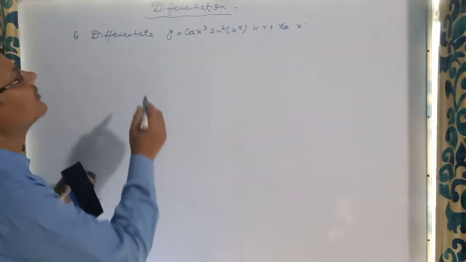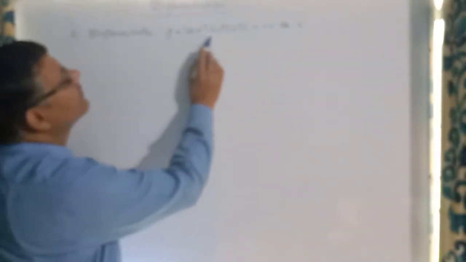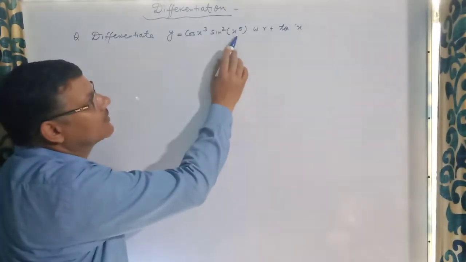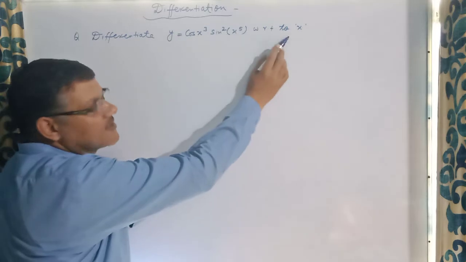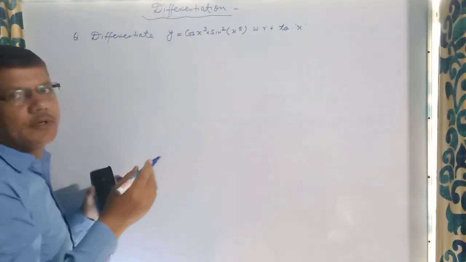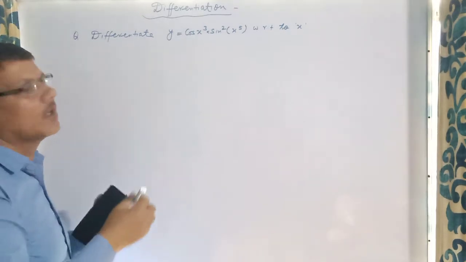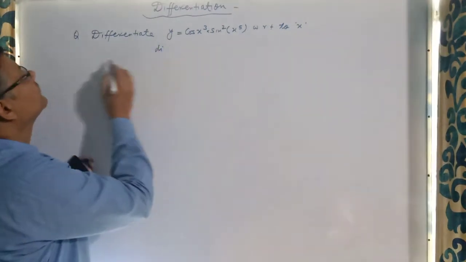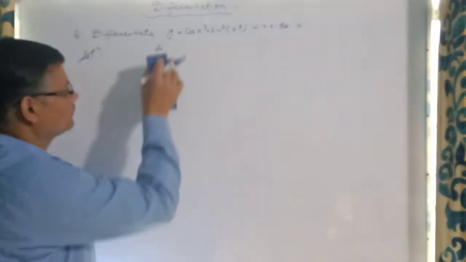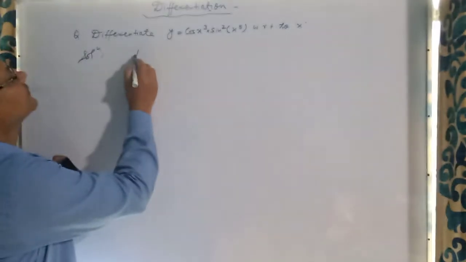Here it is given: differentiate the given function, which is cos x cube into sine square x power 5, with respect to x. Actually, it is a product of two functions, so first of all we have to use the product formula. So we write, differentiating both sides with respect to x.